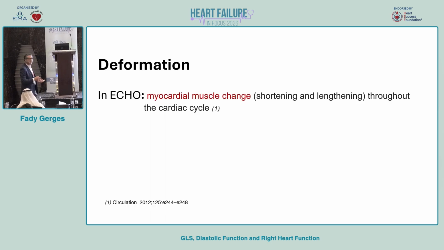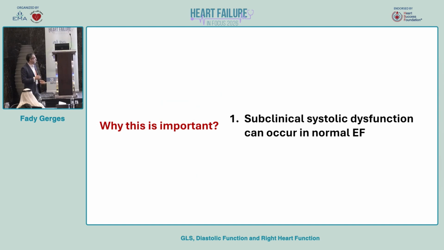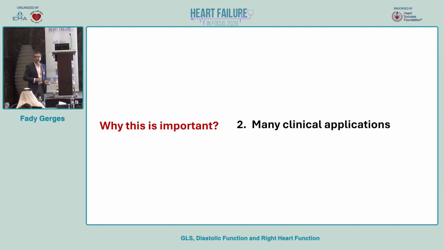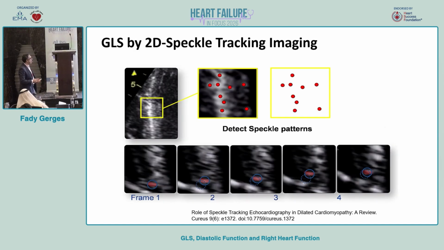So basically in echo, it is used for myocardial muscle change throughout the cardiac cycle, frame by frame, how the deformation occurs. Why it is important, we've spoken about the subclinical systolic dysfunction. There are many other applications. We'll see it as well in the hands-on training. So why do we also call it speckle tracking imaging? Because you can see here that there are very small speckles inside the myocardium. This is real, and they are very small, and they look like a grain-like pattern. So the software of the echo machine tracks these small speckles, like the grain pattern, and can, after that, derive the pattern of the strain. So that's why it's called deformation.